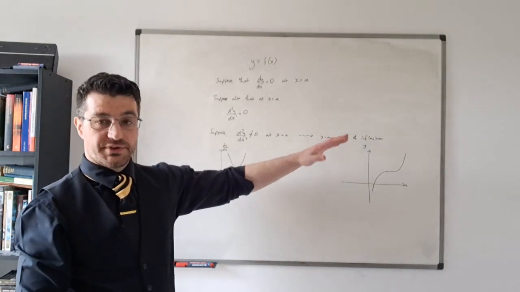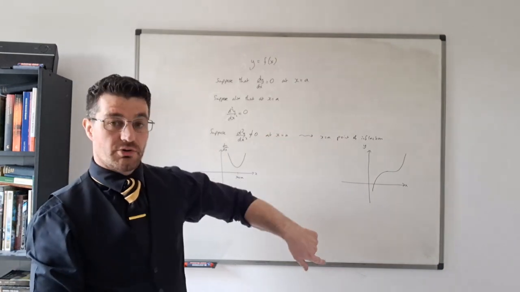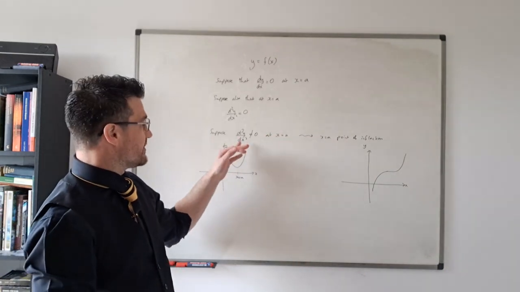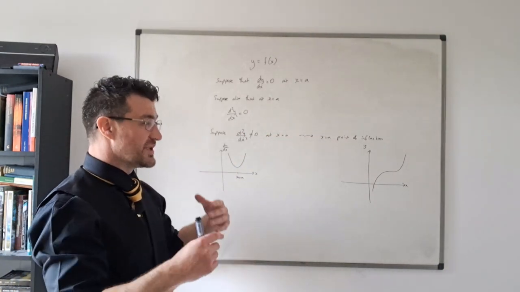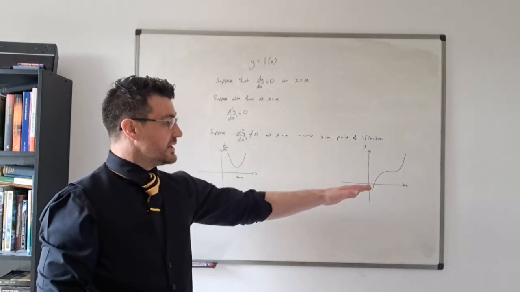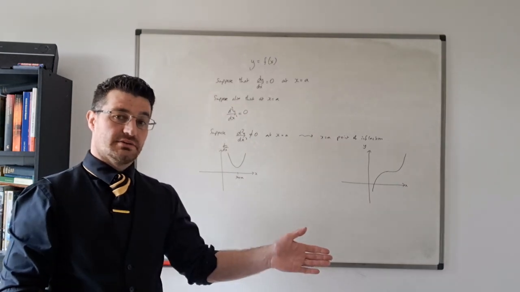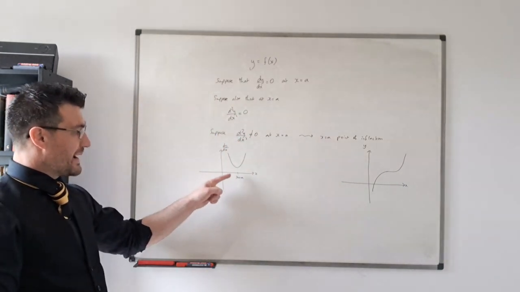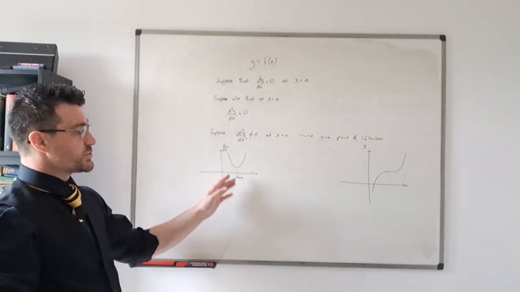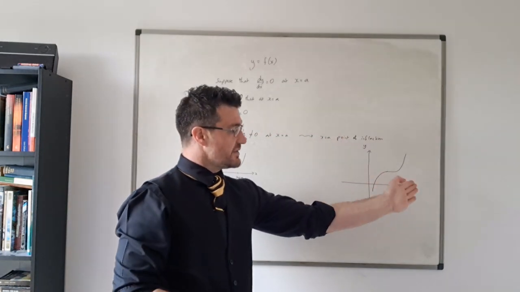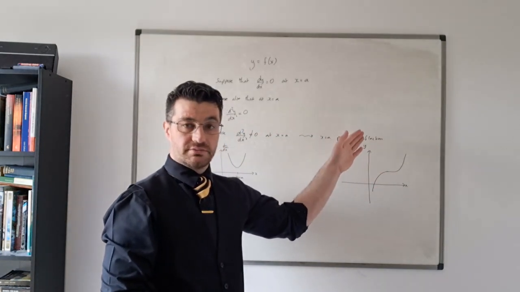Similarly, if I'd started with d3y by dx cubed below the x-axis, in other words, if d3y by dx cubed is less than 0, that would correspond on the second derivative to a negative gradient, which would correspond to a maximum point here, which would correspond to a point of inflection, but in the opposite kind of direction.